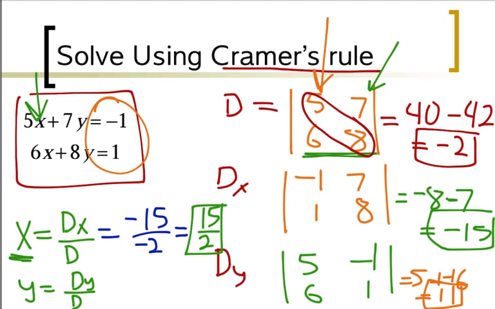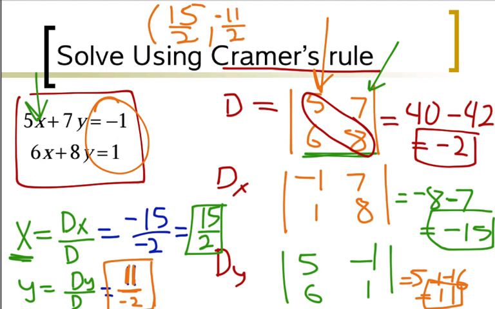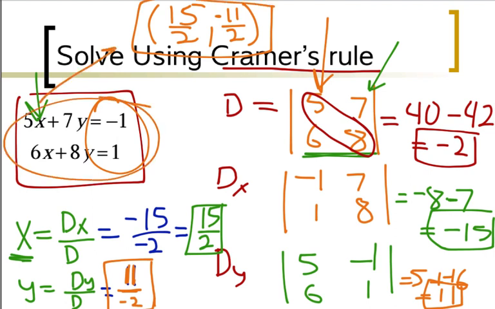Okay? And then to find y, all you do is you take your Dy, which is 11, let me use a different color, 11, and divide it by your D, negative 2. So this is the answer for y in this solution. So in other words, the actual solution set is 15 over 2, comma, 11 over 2, negative. So if I was to actually graph these two lines, they would cross at 15 halves, comma, negative 11 over 2. And you can actually turn those to decimals and see what that would look like on a grid. But this is Cramer's rule, and it's just finding these three matrices.